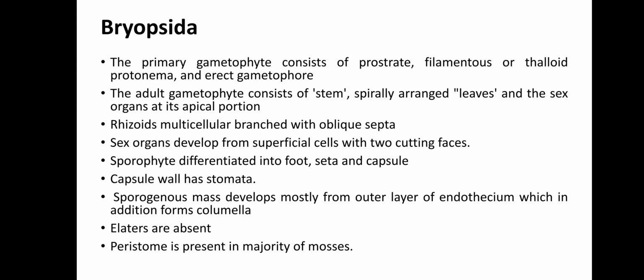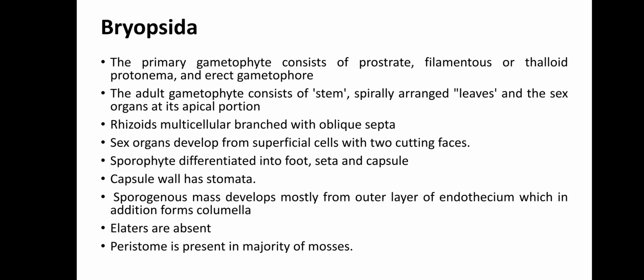Then Bryopsida. The primary gametophyte consists of a prostrate filamentous or thalloid protonema and erect gametophore. The adult gametophyte consists of a stem, spirally arranged leaves, and sex organs are apical in position. They do not have a true stem, but they have stem-like and leaf-like organs. Rhizoids are multicellular and with oblique septa. In the case of Anthocerotopsida and Hepaticopsida, these rhizoids have no septa.